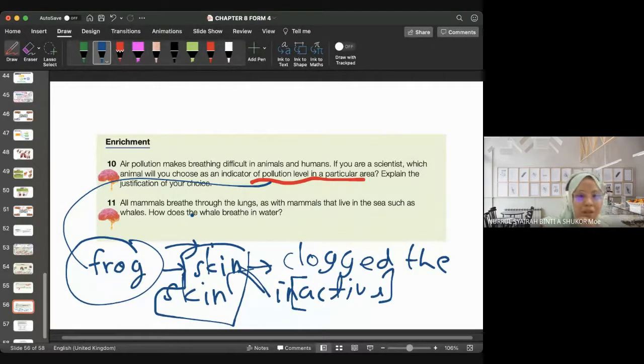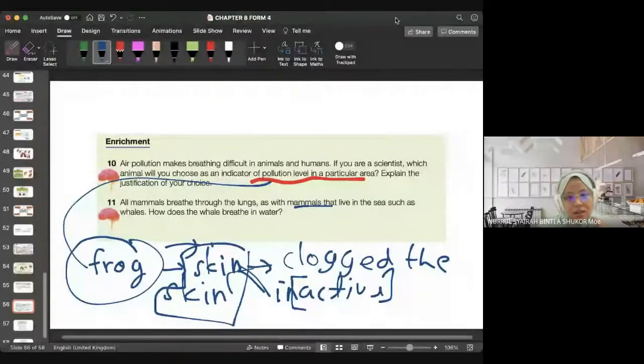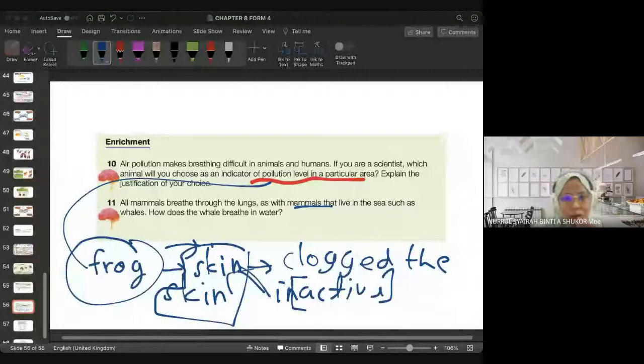Okay, all mammals breathe through the lungs, as with mammals that live in the sea such as whales. How does the whale breathe in water? Whales are like us, they use lungs. But how do they breathe in water? They don't have gills. Whales don't, because they are mammals. Okay, 11, the last one to close. Zati Amirah Syahidah.